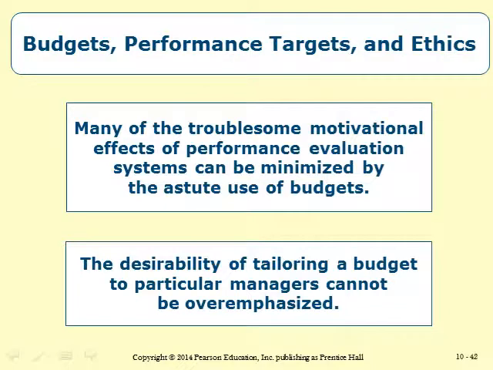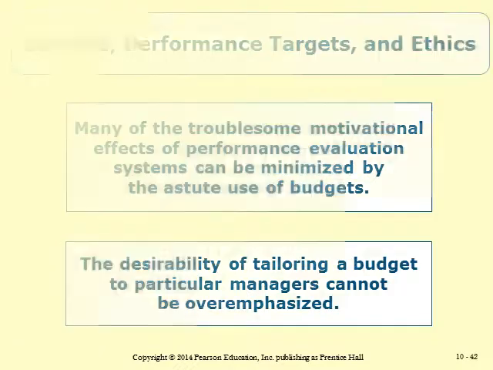Organizations can minimize many of the troublesome motivational effects of performance evaluation systems by the astute use of budgets. We cannot overemphasize the desirability of tailoring budgets to a particular manager. For example, either an ROI or an economic profit system can promote goal congruence and managerial effort if top management gets everyone to focus on what is currently attainable in the forthcoming budget period.